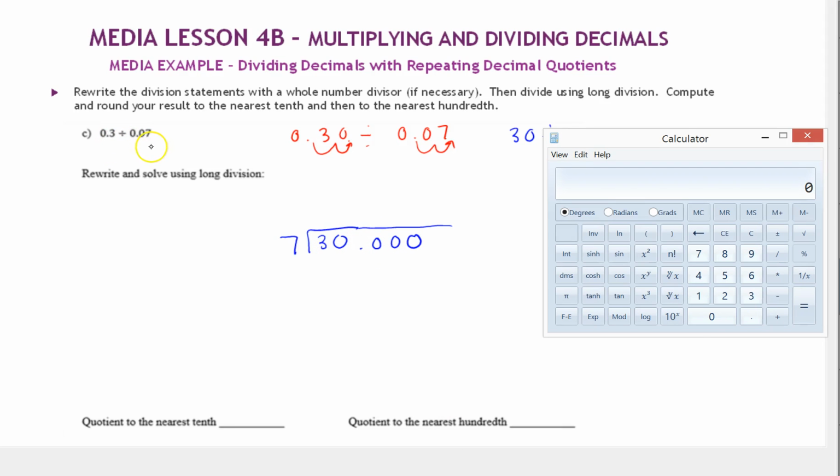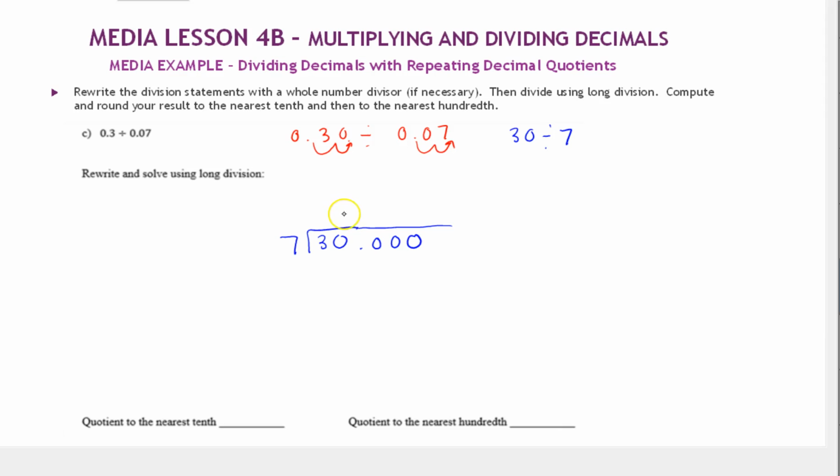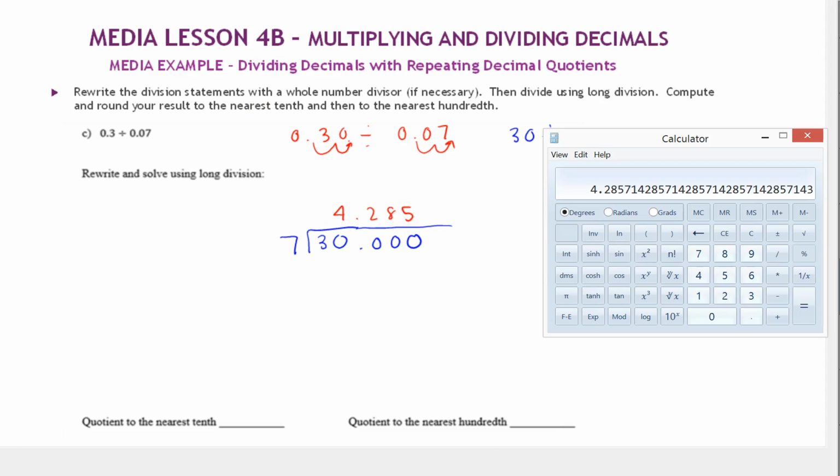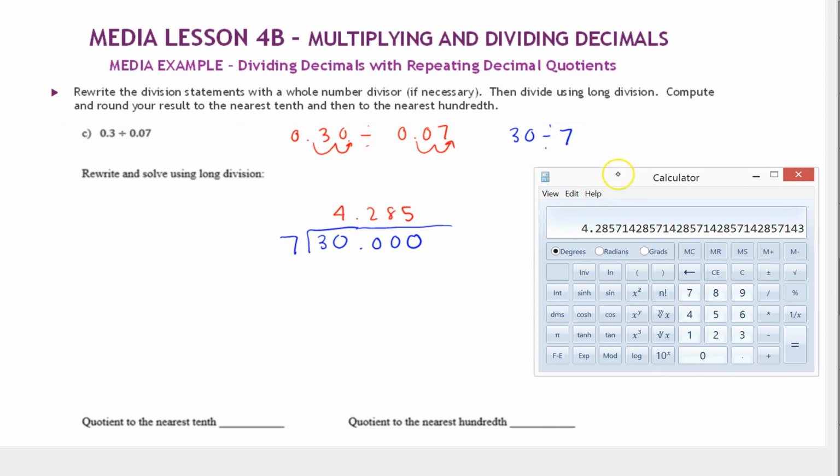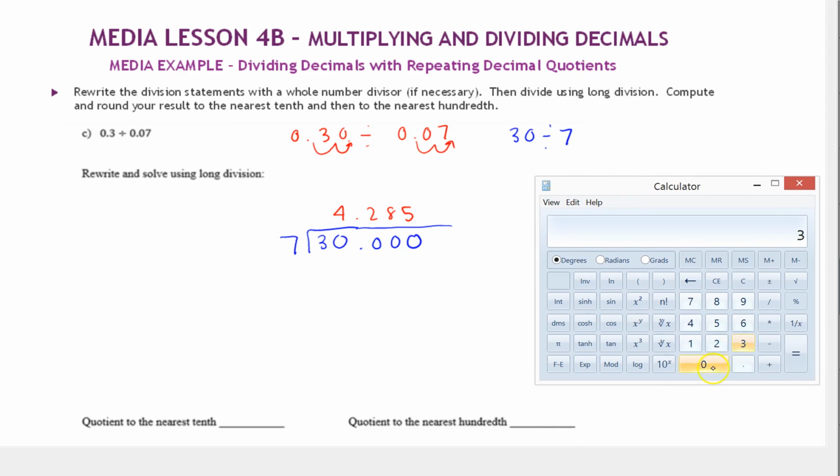We're going to look at 0.3 divided by 0.07. And the beginning of this should look familiar because this is what we did in the last problem. We went out to 4.285. So I can write this as 4.285. Okay. And let's just double check that that's equivalent to 30 divided by 7. And notice we get the same exact result.